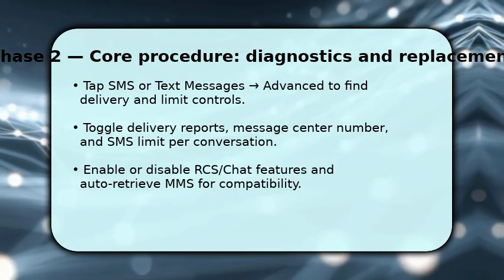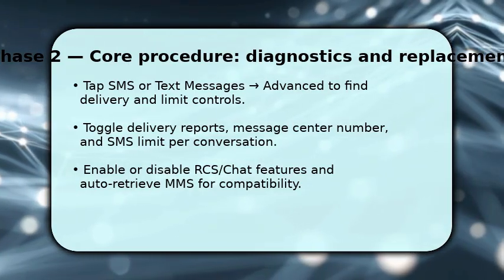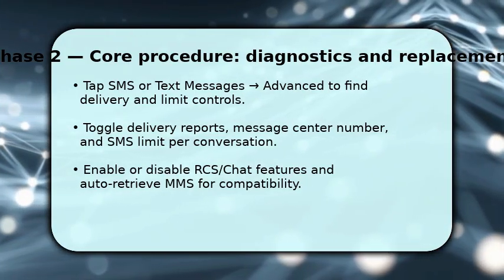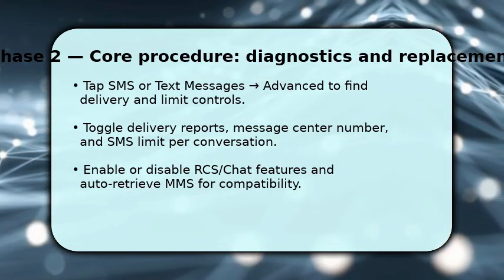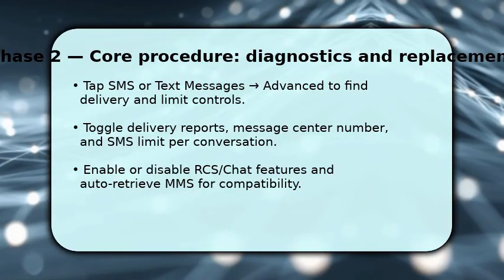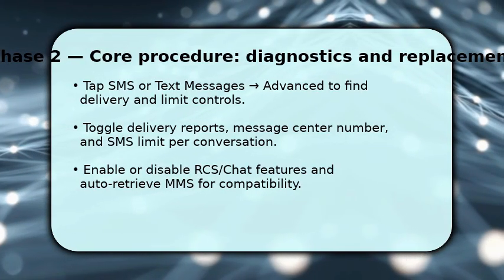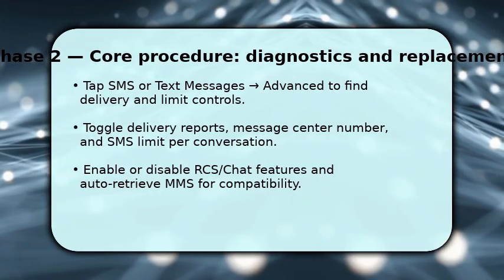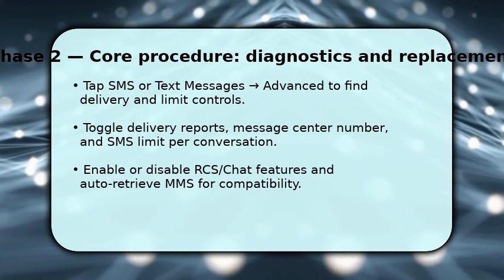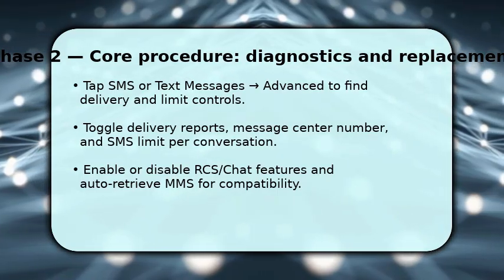You enable delivery reports to confirm sends, disable them if you prefer privacy or saving data. Change the SMS limit if you want fewer stored messages per thread, which helps storage. If your carrier supports RCS chat, toggle that setting to use rich features or turn it off to force standard SMS for compatibility. Make adjustments consciously so you know why each option matters.